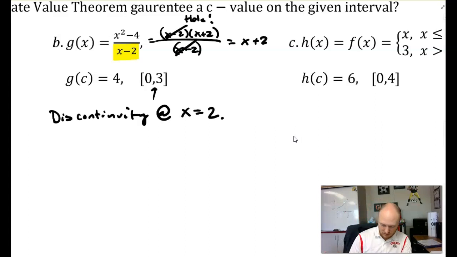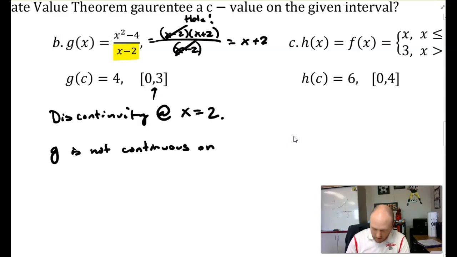Guess what? g is not continuous on 0 to 3. IVT does not apply.